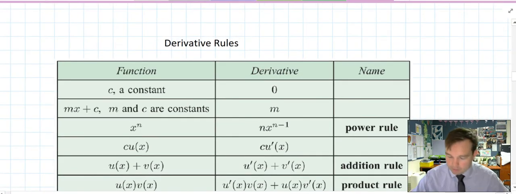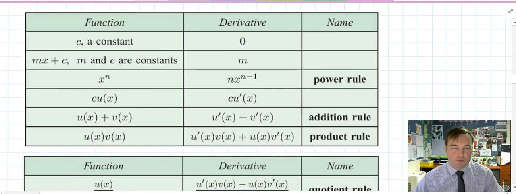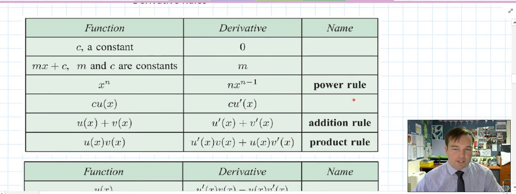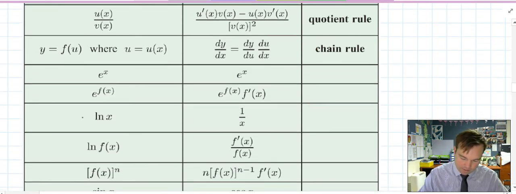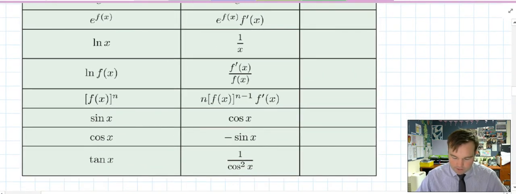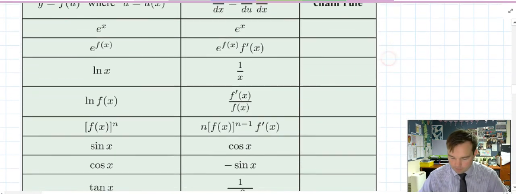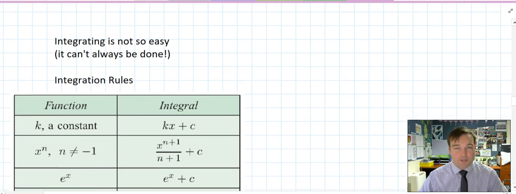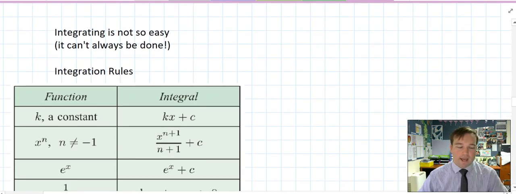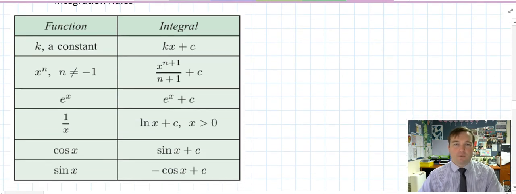Alright, now the cool thing about derivation is there's lots of rules, and you've seen almost all of these rules. These rules are power, addition, product, quotient, chain, e to the x, e to the f of x. We haven't actually done those two yet, but we will. Then sine, cos, tan, etc. Interestingly, in maths, any single function you can think of can be derived, but not every function can be integrated. And for this reason, integration is not always so easy, it can't always be done, and the course is only limited to a certain number or type of functions. And the idea when you're integrating is to break them down into these easier functions here.